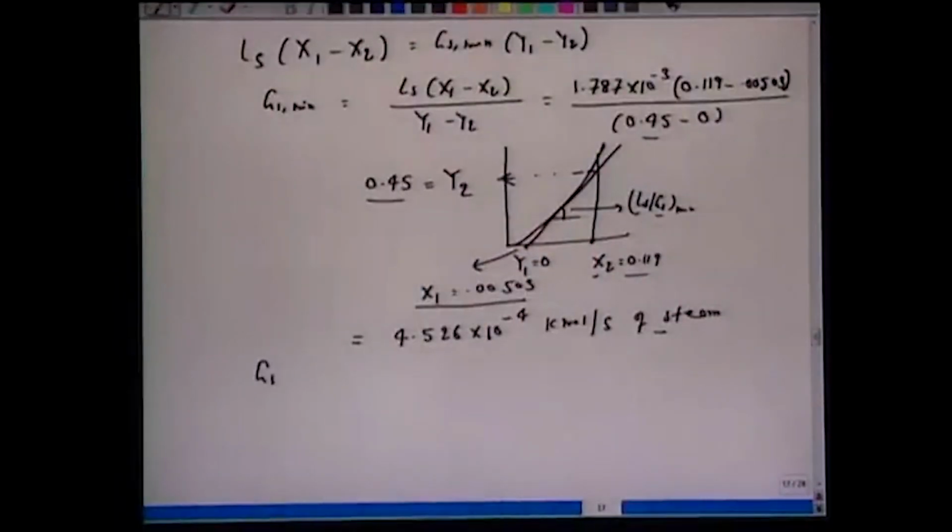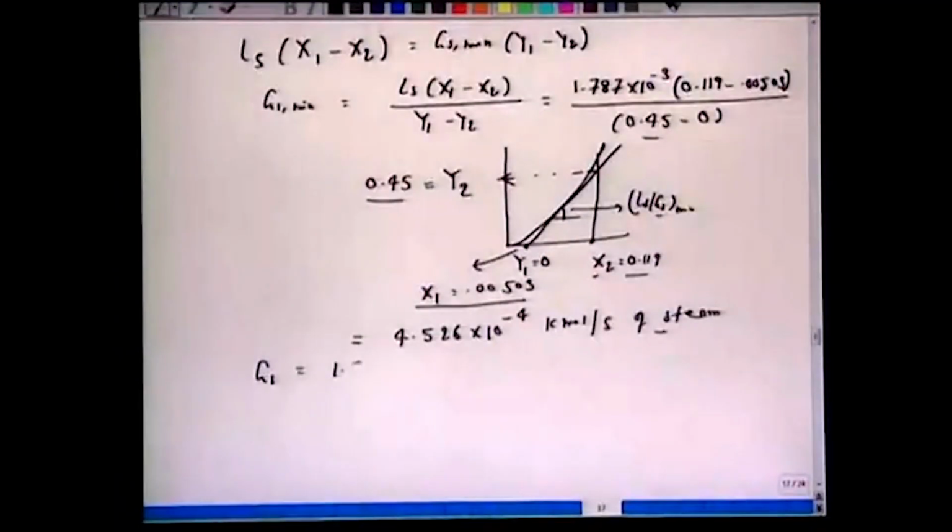You can do the calculation. You can write a short program also. Either way it can be done, but you must try both ways to convince yourself that you are getting the same answer. So Gs min is given, and so we have the actual flow rate of Gs, solvent, 1.5 times 4.526 10 to the power minus 4, as 6.79 10 to the power minus 4 kilomole per second.